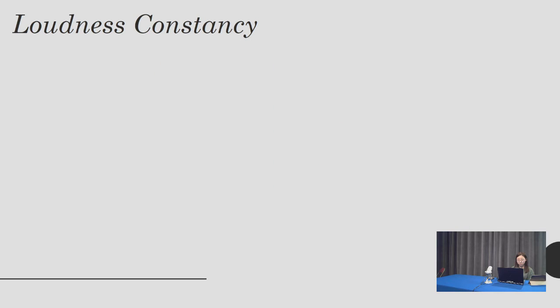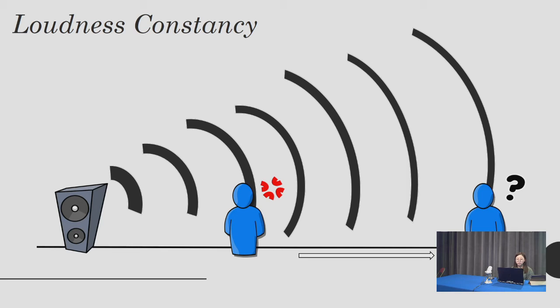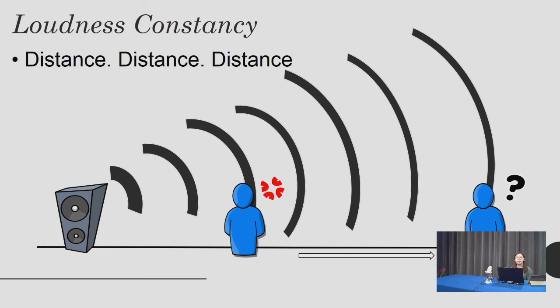And the last one, loudness constancy. You can see the source of the sound didn't change anything, but the people are at different distances, and their reactions to the sound are different. The people who are close to the sound seem angry, but the people who are far away from the sound seem like they didn't hear anything. Why? Because of the distance.